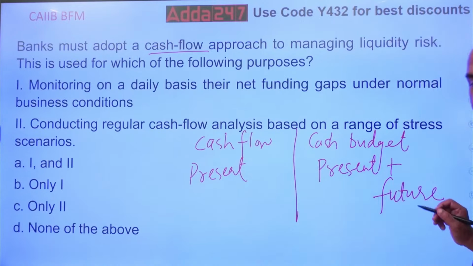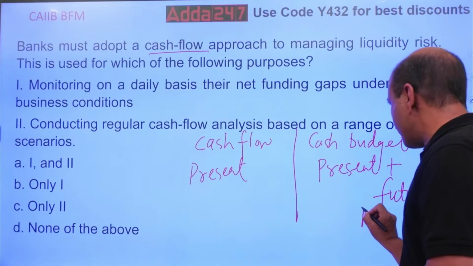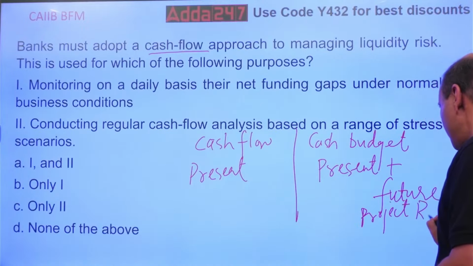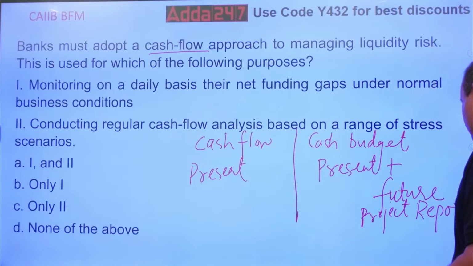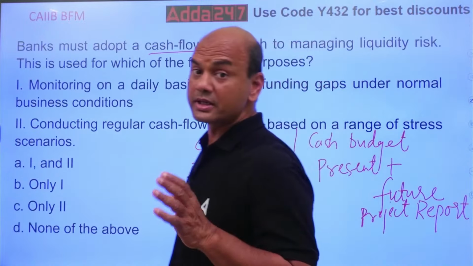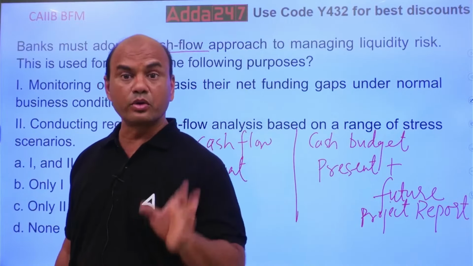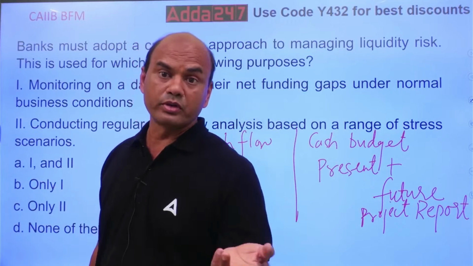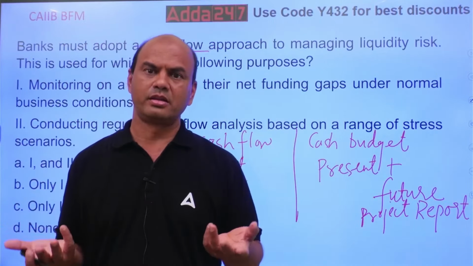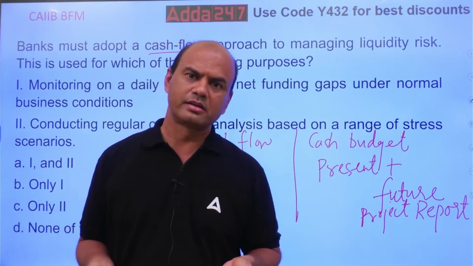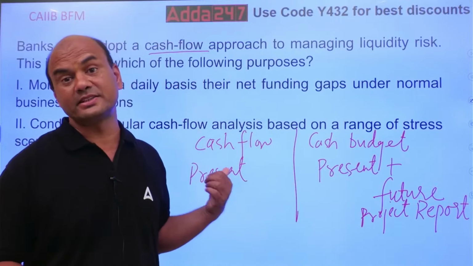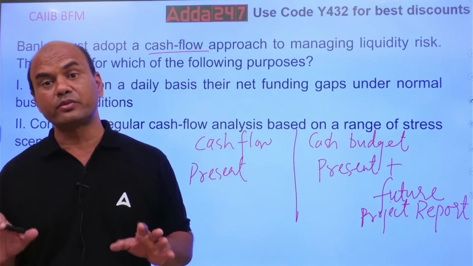How do you get these future cash flows? You get them through the project report. While giving loans, we have this project report, right? So through the project report you get these future cash flows. But the project report, future is always future. You don't know whether it will be fruitful or not. I'll say in future I'll get 10 lakh rupees per day. What's the harm in saying? But practically, is it possible? So that's why we must always follow the present system while managing the liquidity risk.